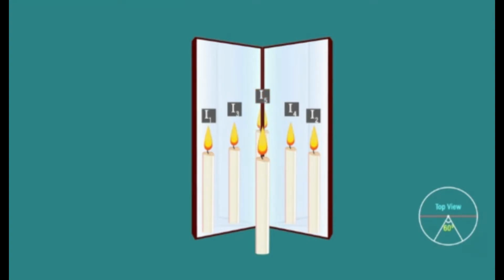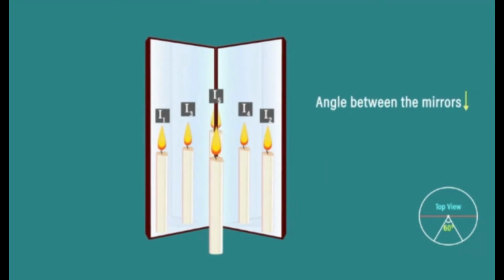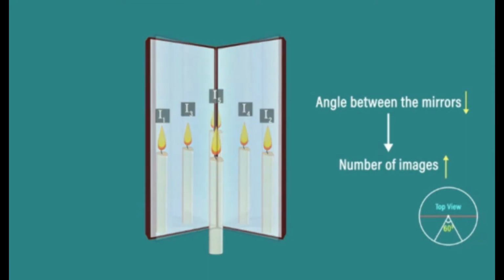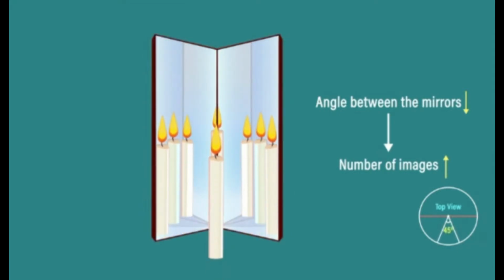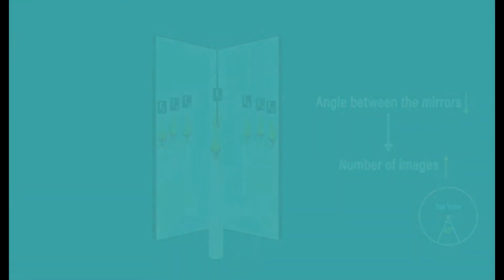We see that as we decrease the angle between the 2 mirrors, the number of images keeps on increasing. What if we reduce the angle to 45 degrees? We get 7 images. Amazing, isn't it? Now you must be wondering if there is a way to find the number of images formed.